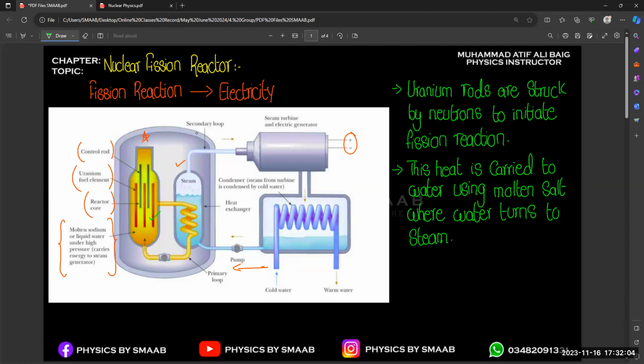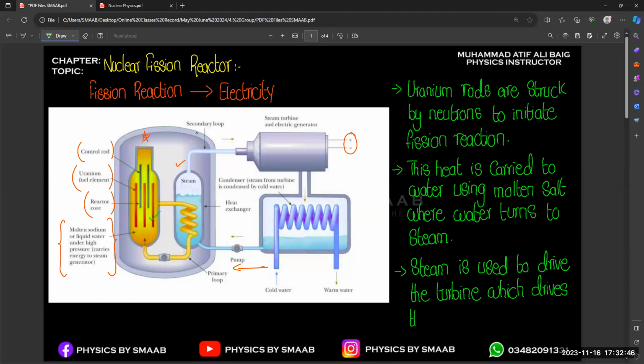So the process is not very difficult. Basically, this steam is used to drive the turbine, which drives the generator to make electricity, right?